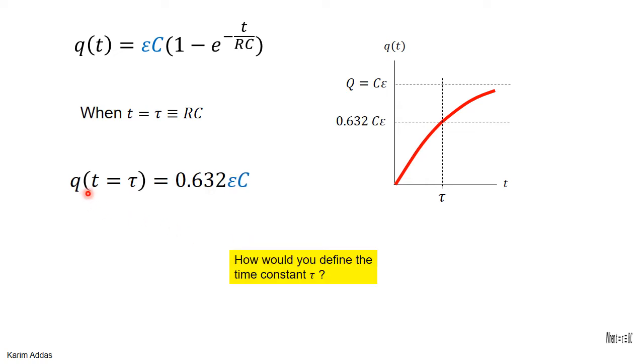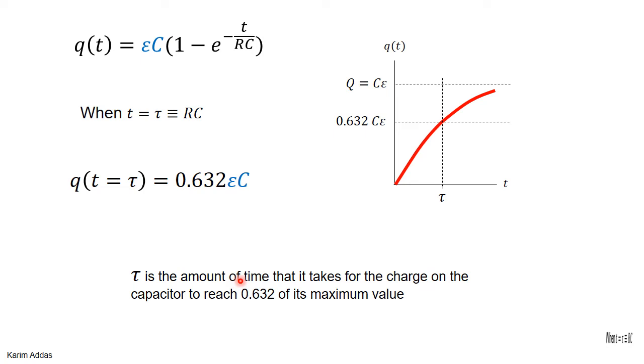That means when you put the time equal to tau, that tau that we defined, which is R times C, the value of the charge is 0.632 of the maximum value it'll ever get. So that's basically the definition of the time constant. That's how you could define what tau means. Tau is just the amount of time it takes for the charge on the capacitor to reach 0.632 of its maximum value.